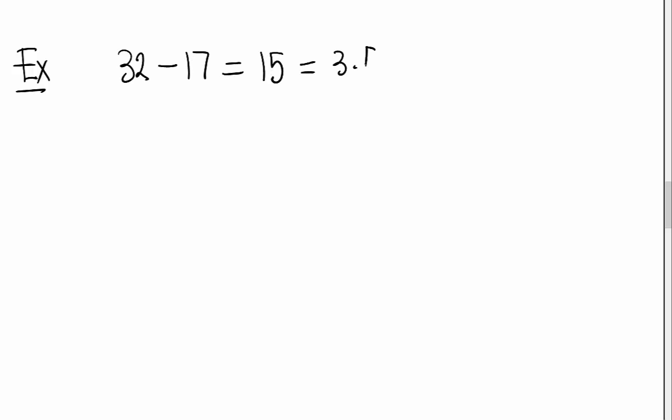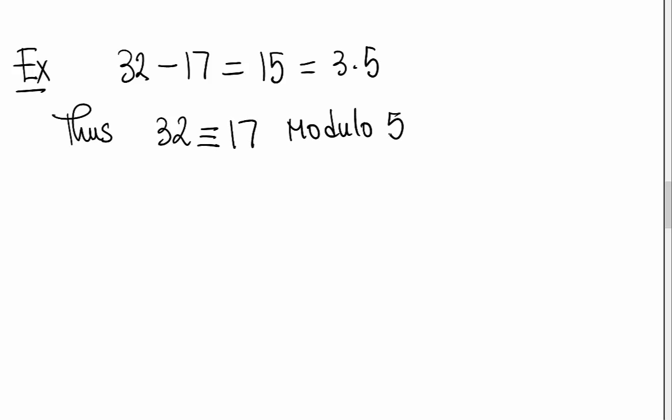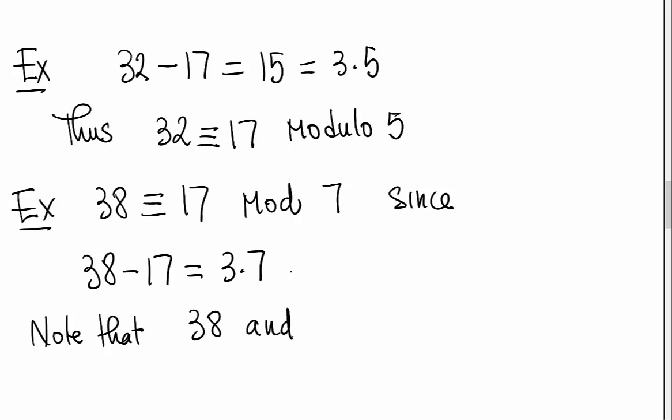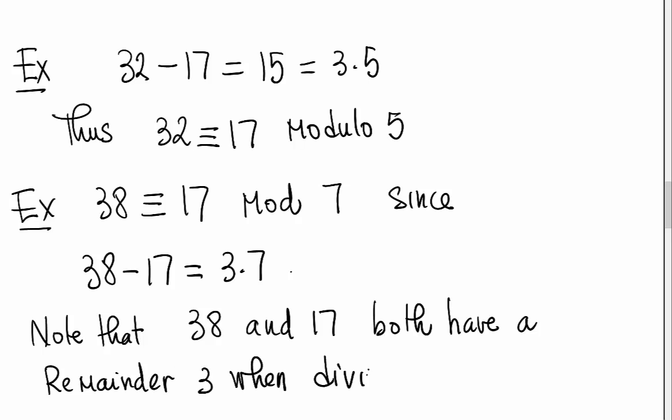Here's an example. 32 minus 17 is 15, which is 3 times 5. So 32 is congruent to 17 mod 5. 38 is congruent to 17 modulo 7, since 38 minus 17 is 21, which is 3 times 7. Now note that 38 and 17 both have a remainder of 3 after being divided by 7.